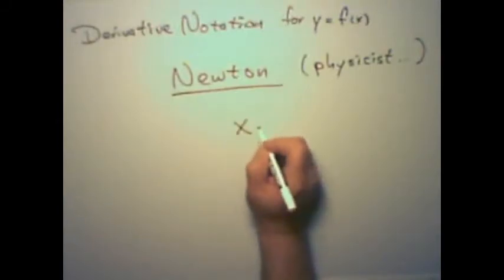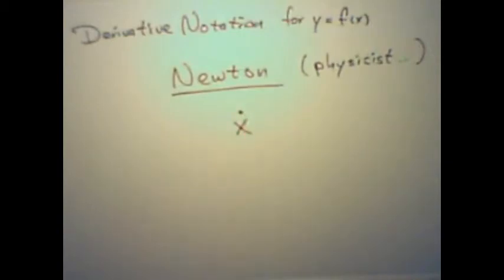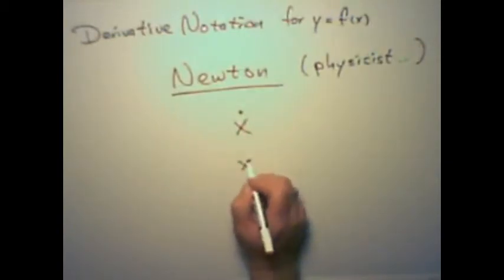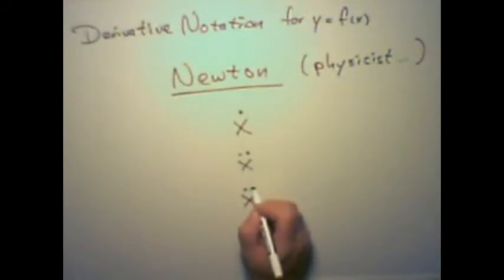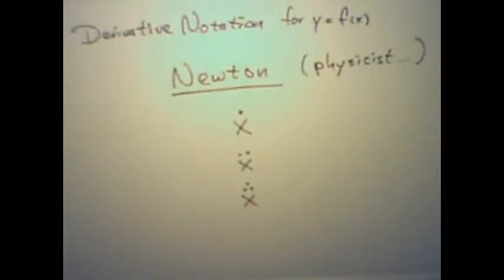Newton used x to represent the function. It was usually a function of time. And his derivatives were indicated with little dots above the x. So the first derivative was x with a dot above it. The second derivative was x with two dots above it. The third derivative would be x with three dots and a little triangle above it. It was kind of weird notation, and like I said, very few people use it anymore, except for a few physicists. You'll see it every once in a while, though.